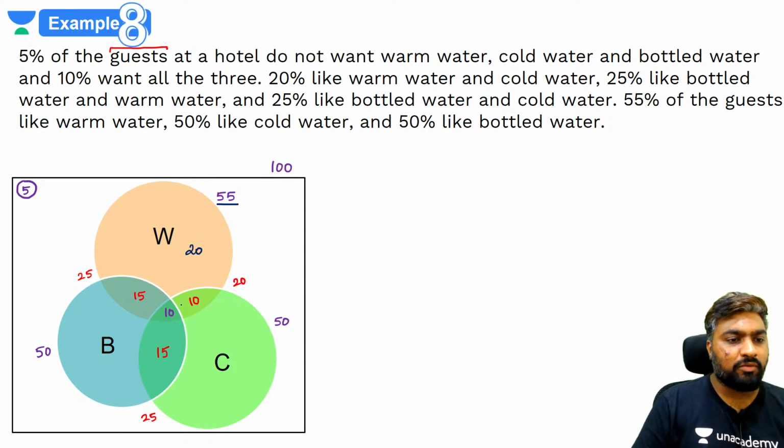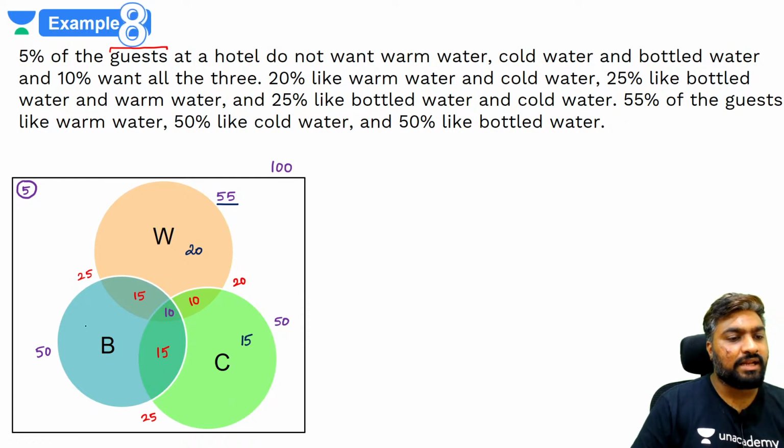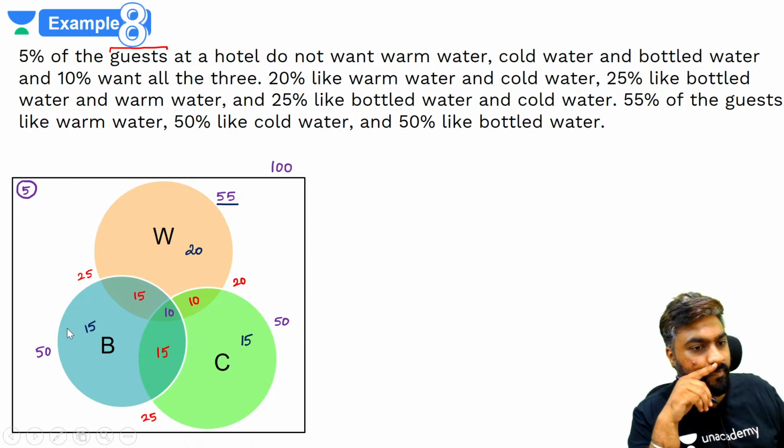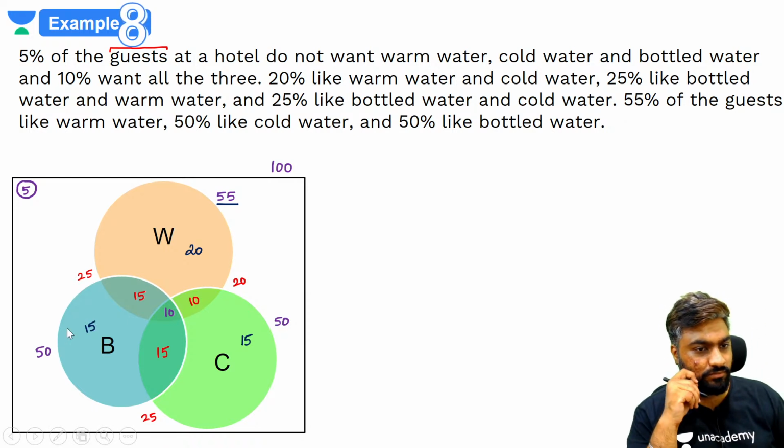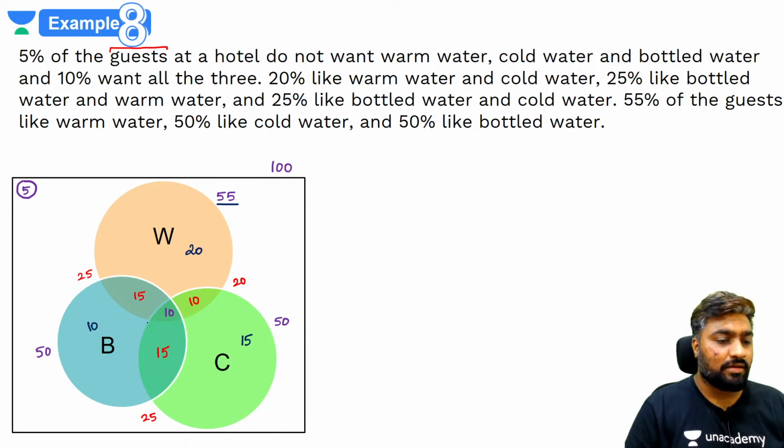Only cold water will be what? Out of 50, 35 is here. So 15 people like only cold water. Only bottled water will be what? 25, 35. So 15 like only bottled water. Make sense, guys? No, sorry, 30, 40, 10. 10 like only bottled water. 10, 10, 15, 15, 10.